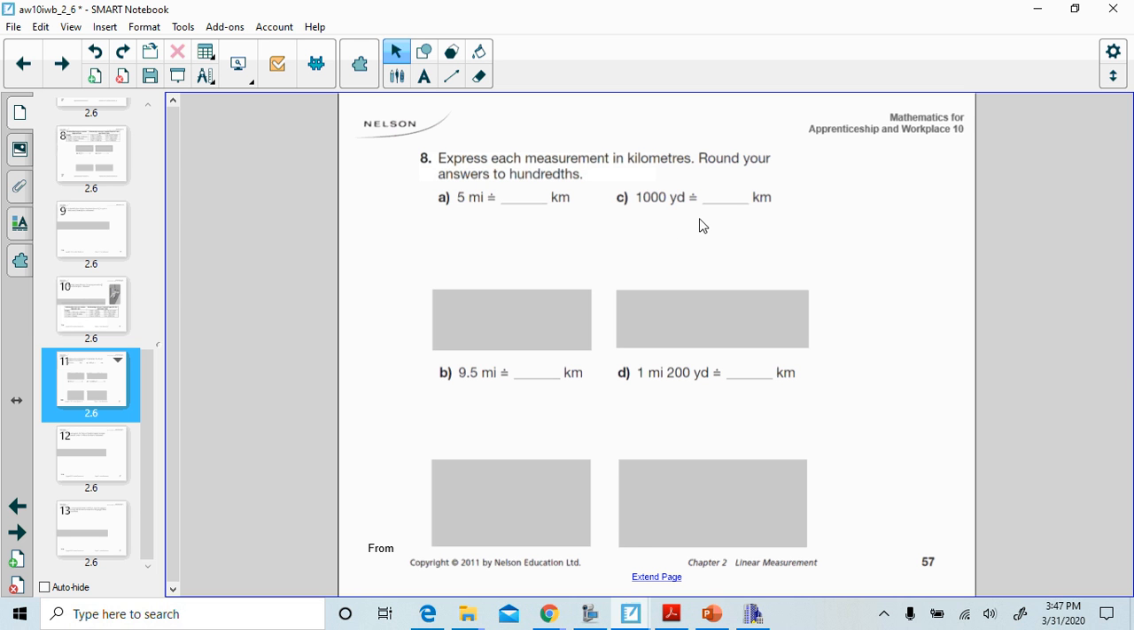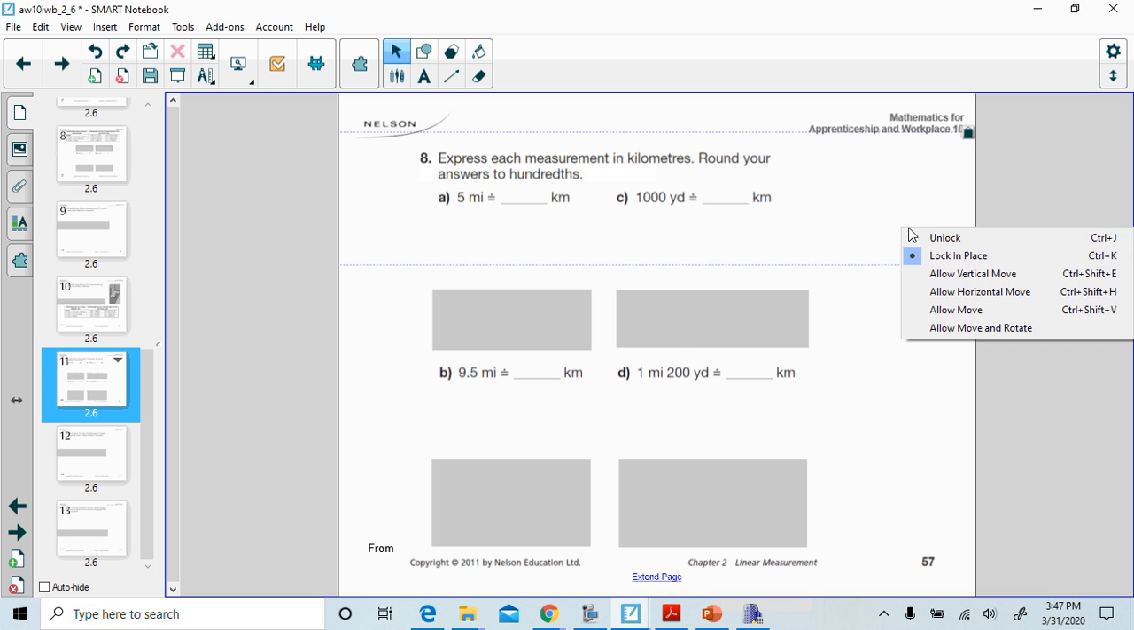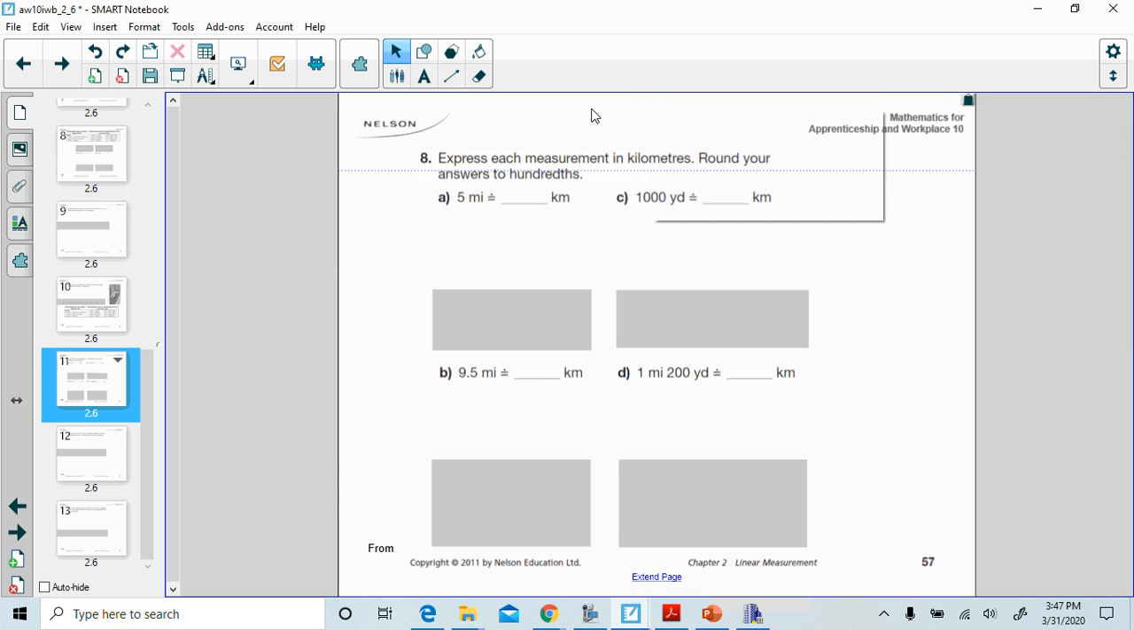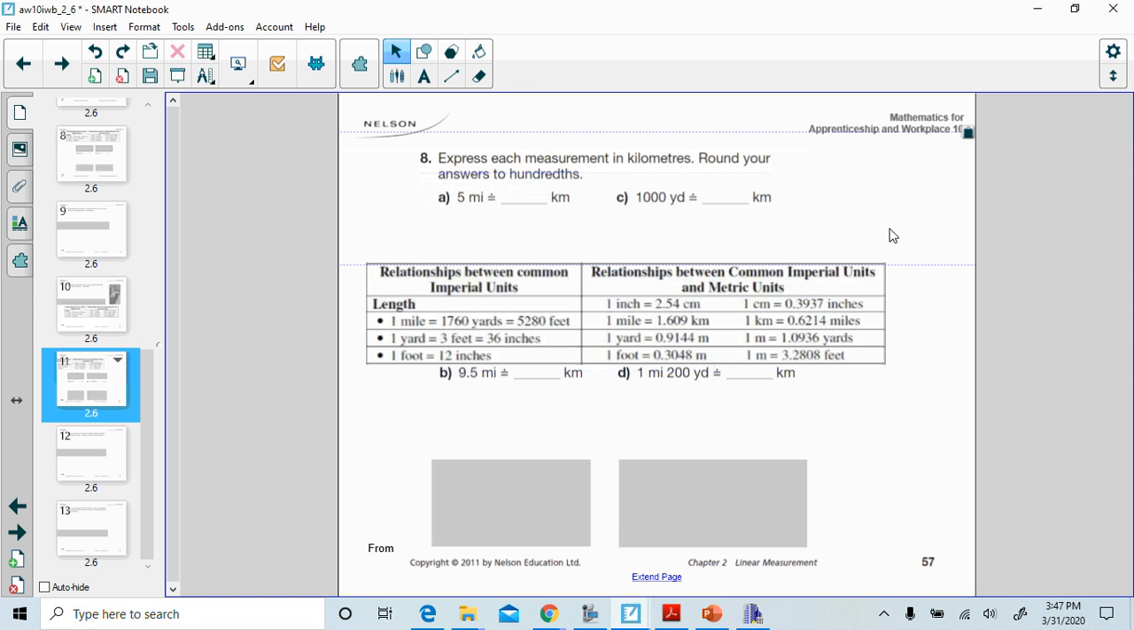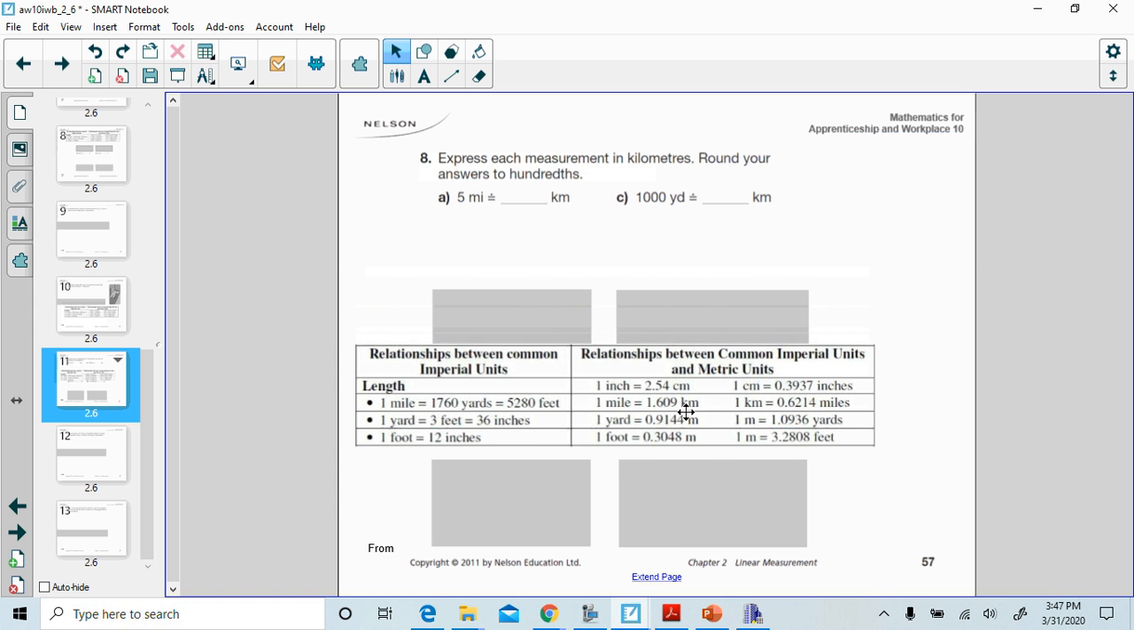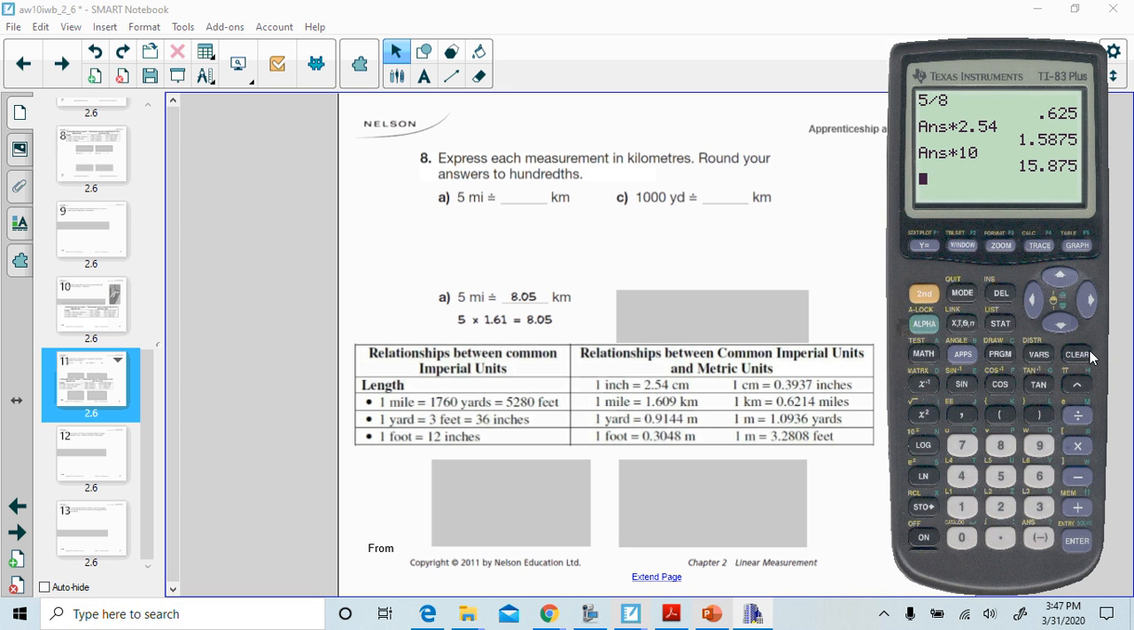Expressing measurement in kilometers. So same kind of idea, but let's get our formula sheet on here again so we can see that. Okay, so we're going from miles to kilometers. So we have miles here, kilometers there. So all we're going to do is take that and multiply by the converter. In this case, do note the difference. There is a slightly different number, again, due to number of decimal places. So if we were to actually multiply that through, 5 times the 1.609, you get a slightly different number, but rounded it would be the same, 8.05.